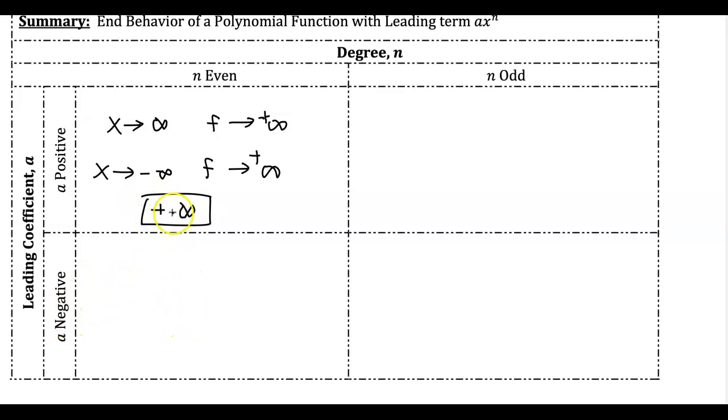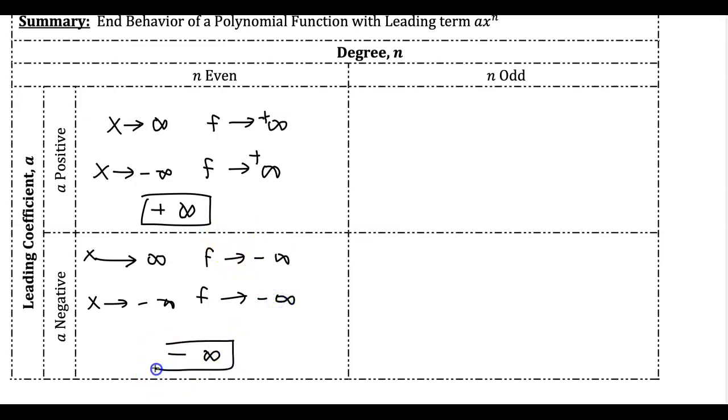If a is negative and the degree is even, then just the opposite happens, right? It's going to go to negative infinity. So as x goes to infinity, f is going to go to negative infinity. As x goes to negative infinity, f is still going to be negative because it's multiplied by a negative number. So this is going to go to negative infinity in either direction.